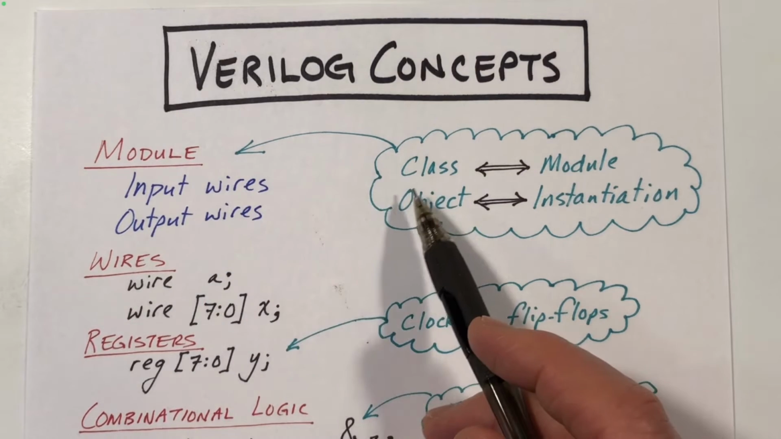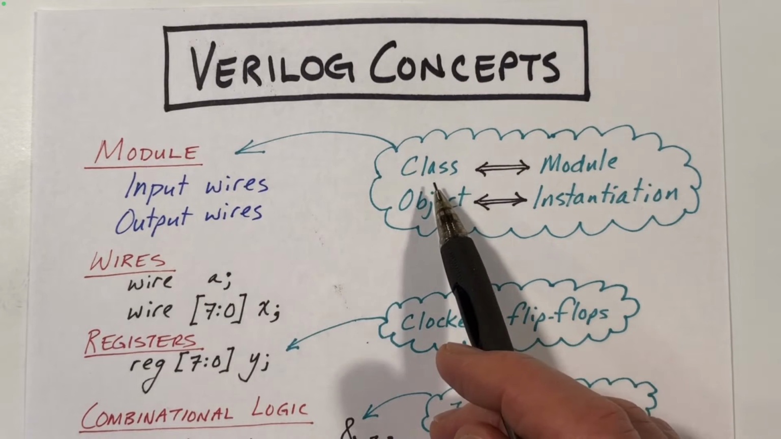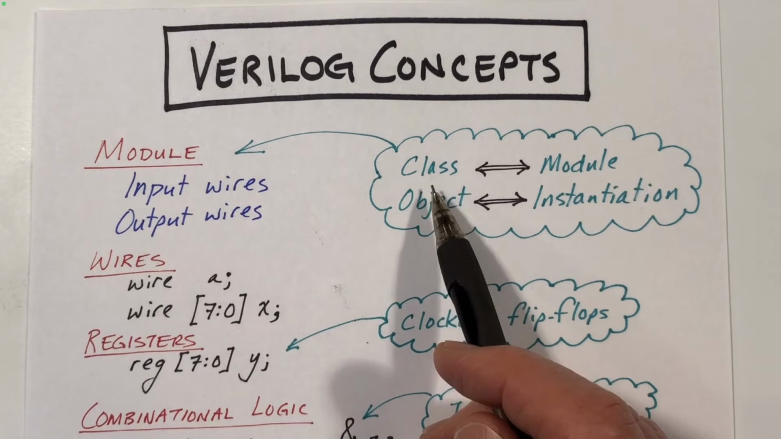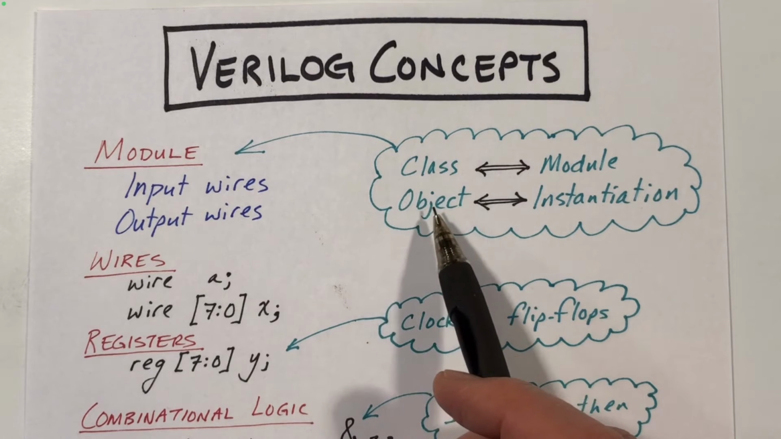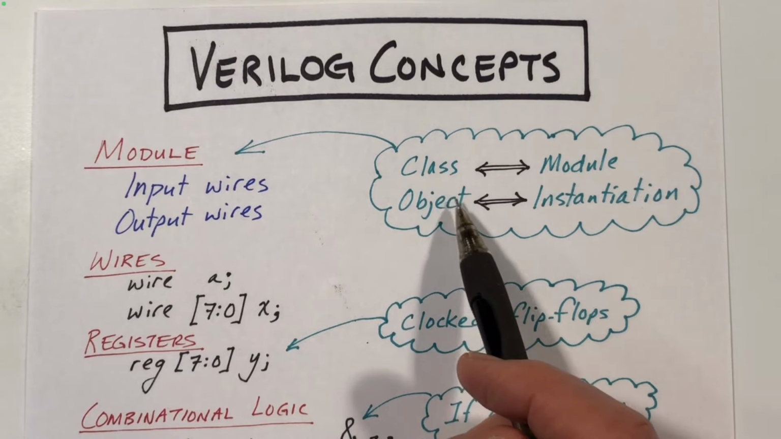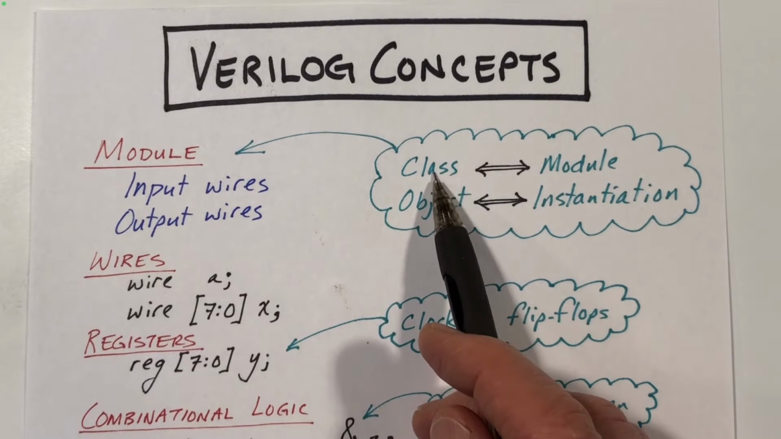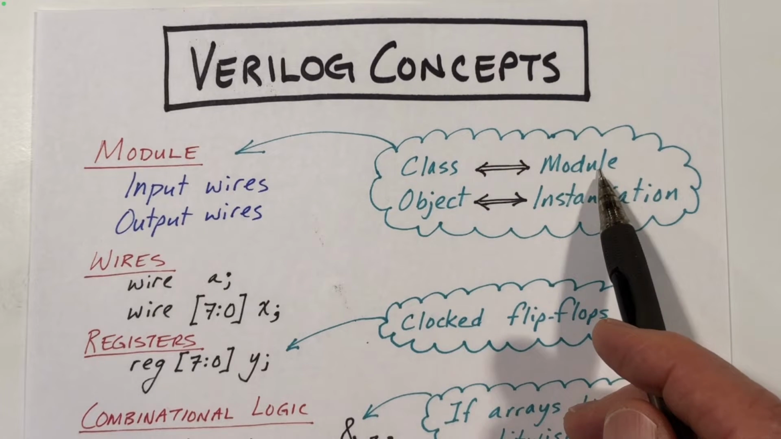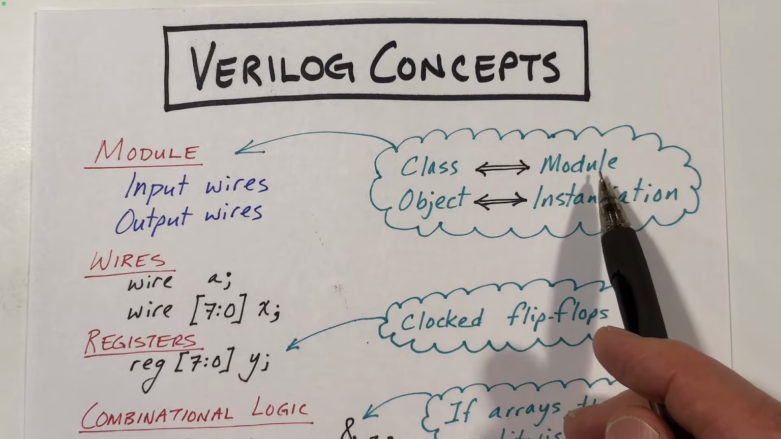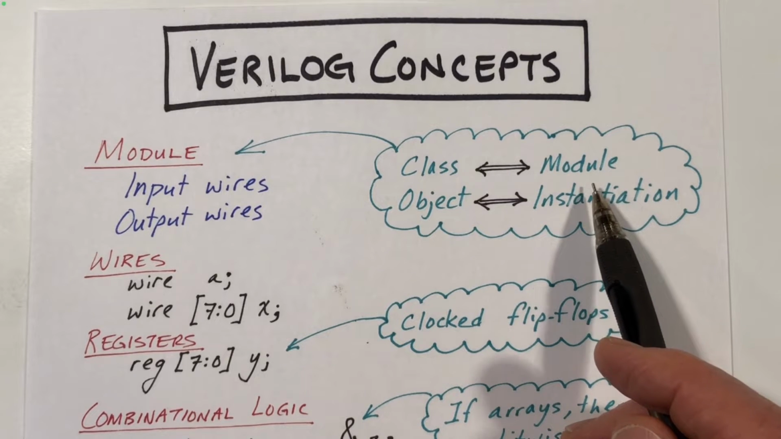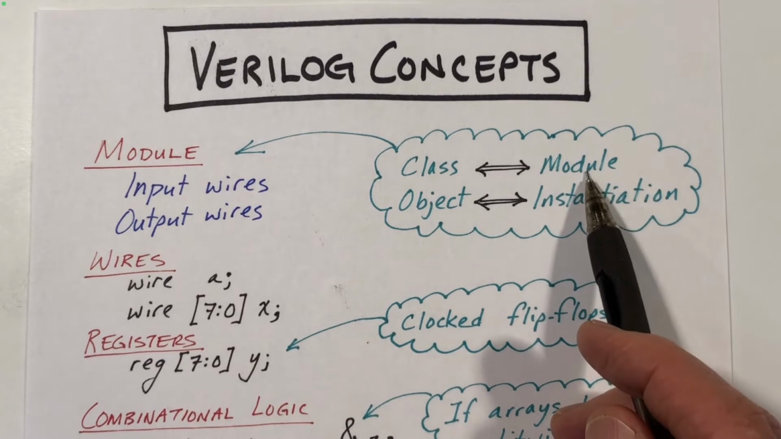A module is a little bit like a class in the sense that you have to instantiate it to actually use it. So you could have a class definition, for example, but in order to use that class definition, you'd have to create some objects that are instances or members of that class. Likewise, the module will describe a circuit, but if you actually want to have that circuit as part of a larger design, you need to instantiate the module.